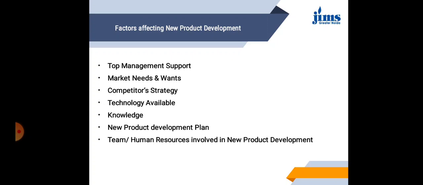Next is technology available. Depending upon the technology and the set of machines and equipment available with us, new products are developed. If the technology is not suitable or is not relevant, the new product development ideas may not be completely fulfilled and implemented. Next is knowledge.